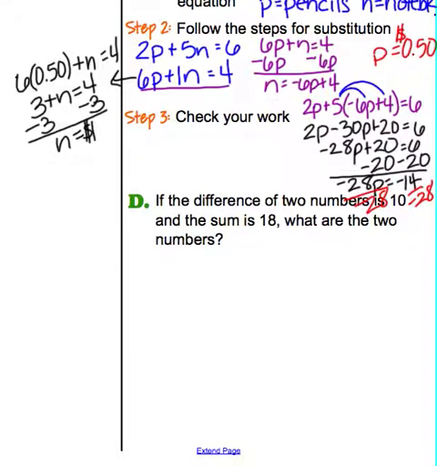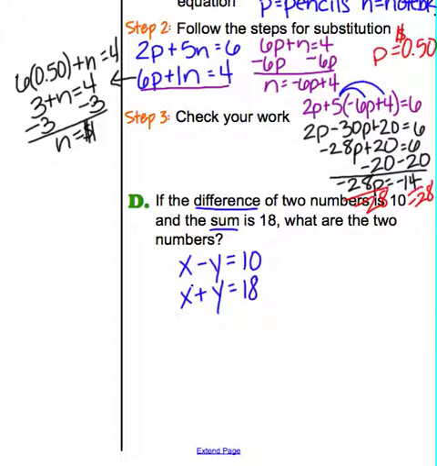This next one, if the difference of 2 numbers is 10 and the sum is 18, what are the 2 numbers? Well, we've got difference and sum. So that says if we take x minus y, we're going to get 10. And if we take x plus y, or the sum of it, we get 18. We need to solve for x and y.